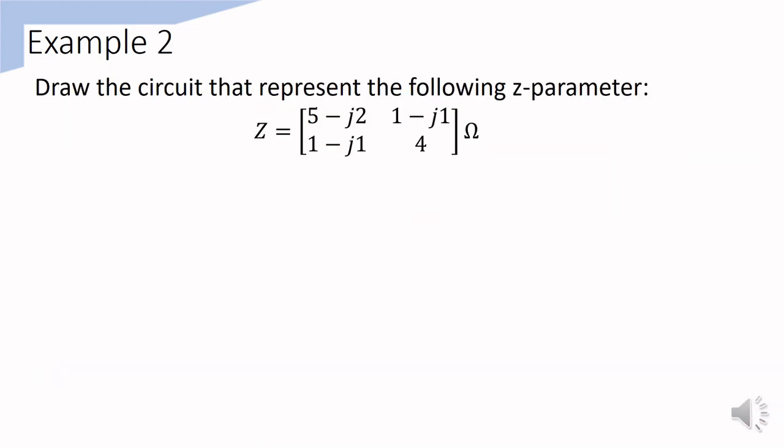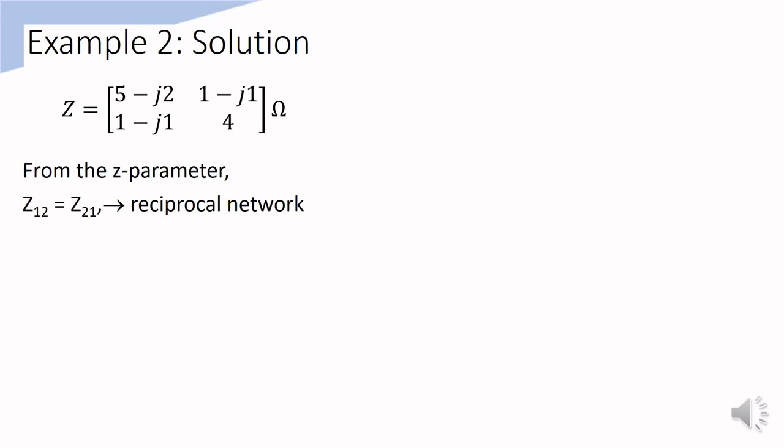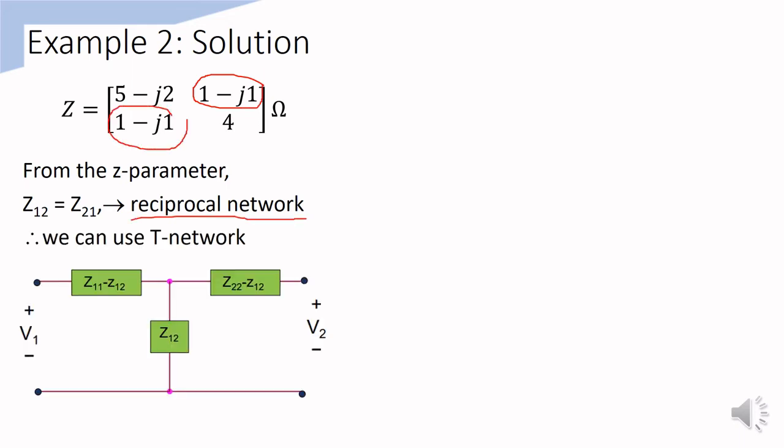Example 2. In this question, you are required to draw the circuit that is represented by the given impedance parameter. How to obtain the components that constitute this two-port parameter? The answer to this question can be obtained easily. Notice that the Z12 and Z21 are of the same value, that is 1 minus j1 ohms. This indicates that the network is reciprocal. Hence, the T-network is used to correctly represent the circuit.